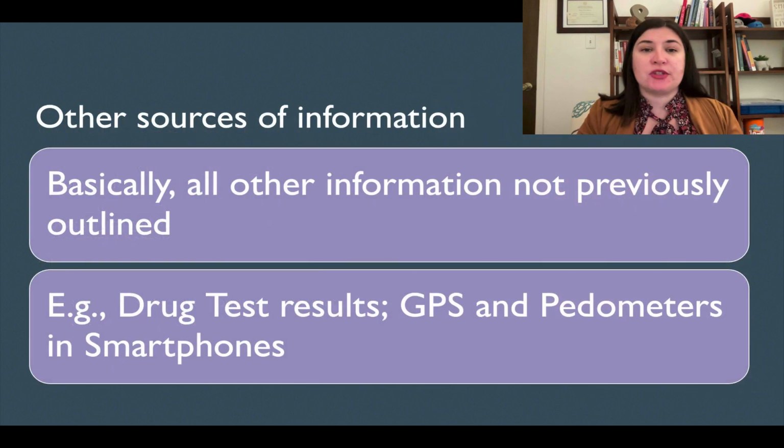Then, of course, there's other sources of information. This is basically any other information that is not previously outlined in the ones we just discussed, but may not always be available. For example, they could have drug test results, GPS and breathalyzers, smartphones. All of those things can also be used as information. And typically those are used when there's some kind of court case involved. There may be more that we will learn about later in this semester and go more into detail with, so you'll learn more from those future lecture videos.